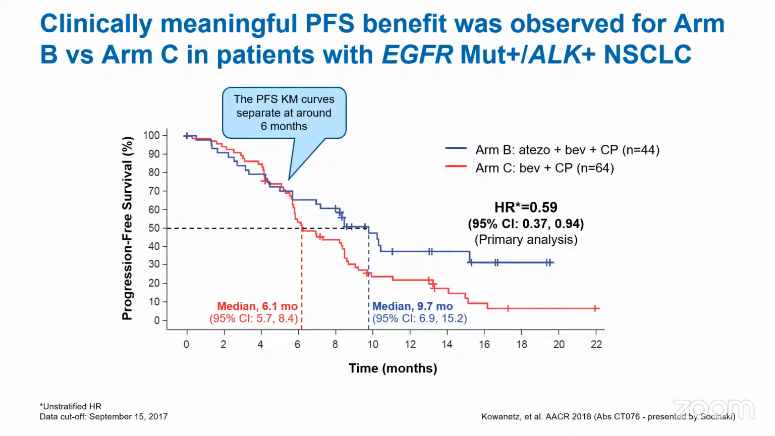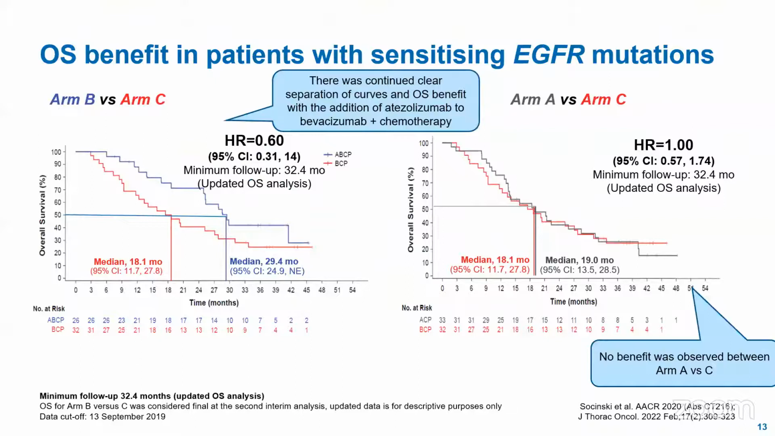Here again, there was a clinically meaningful PFS benefit between the 4-drug arm versus the 3-drug arm in patients with EGFR mutation positive and ALK positive non-small cell lung cancer. This is one of the things we have from the study that we can use. Once patients have failed anti-EGFR therapy, they can be taken for the combination of IO with anti-VEGF and chemotherapy, and there was a significant PFS benefit, with a hazard ratio of 0.59 in the study. The same was seen as far as overall survival, again significantly better for the two arms.